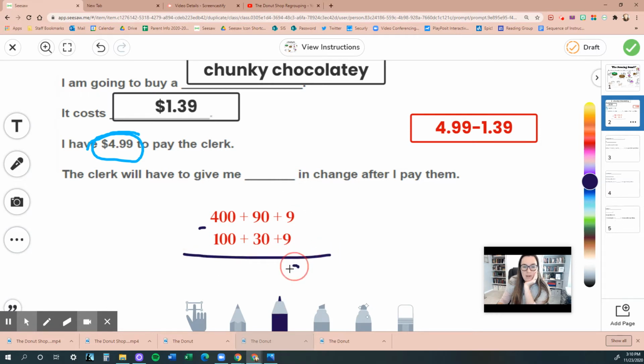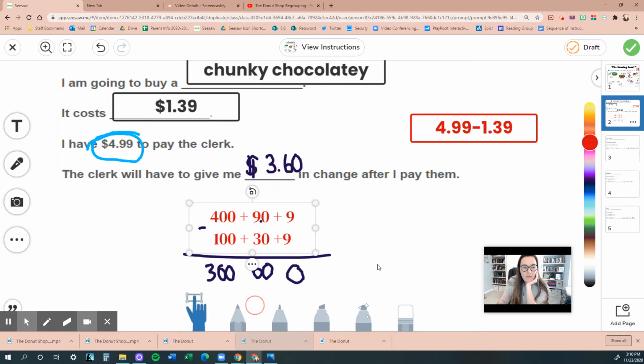9 minus 9 is 0. 90 minus 30 is 60. And 400 minus 100 is 300. So I know that the clerk is going to have to give me back $3.60 in change. Let's try the next one.